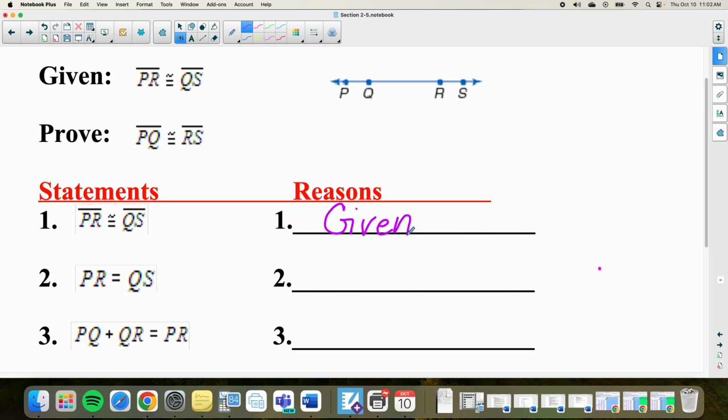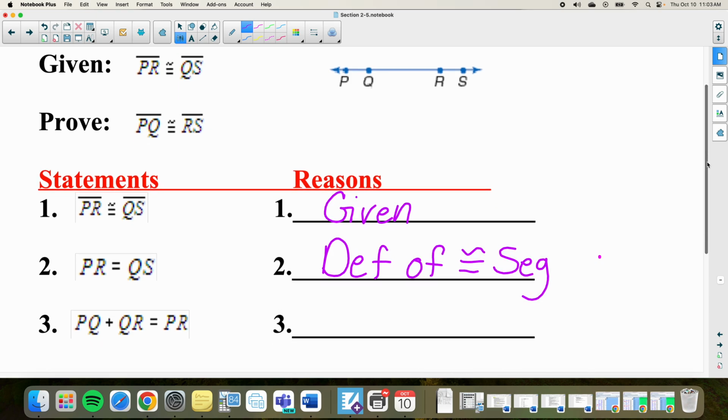Okay, now, can you guys see what they did from step 1 to step 2? Christian? Took off the bars and squiggly. Which is called, do you remember? Definition of congruent segments. Very good. Definition of congruent segments. Okay, that is a super common step that we can do to get started, is just take off those bars and squiggly.